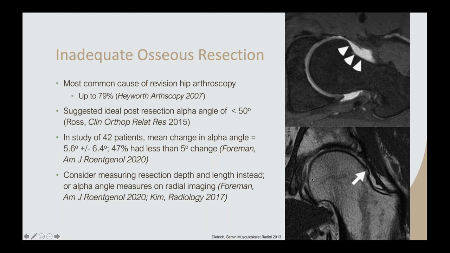However, the patient is still having symptoms, and you look at the coronal images, you see that at the lateral aspect of the head neck junction, there remains a fibroosseous bump. So this is persistent and causing patient symptoms, and the patient went for a repeat revision arthroscopy.